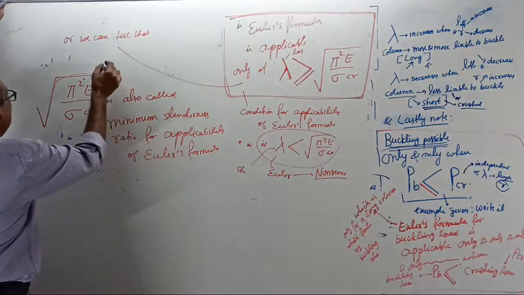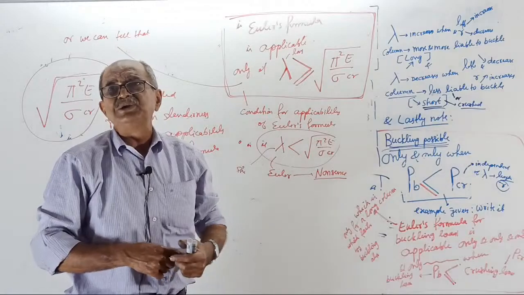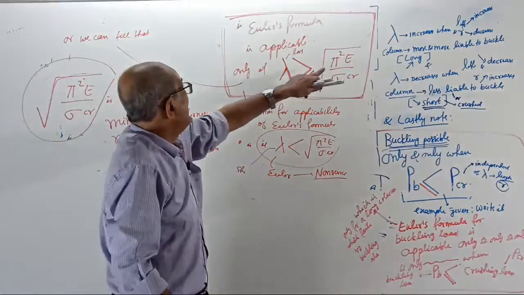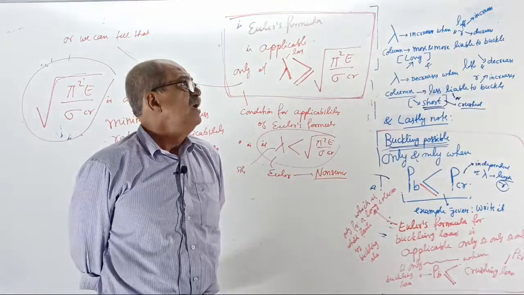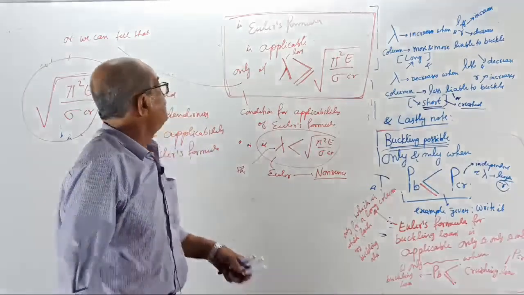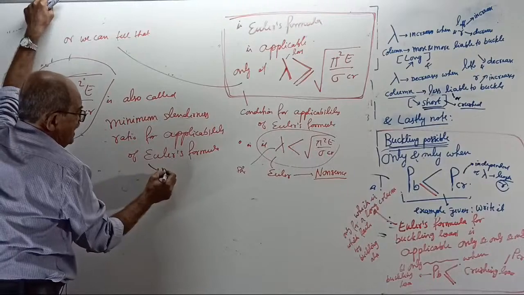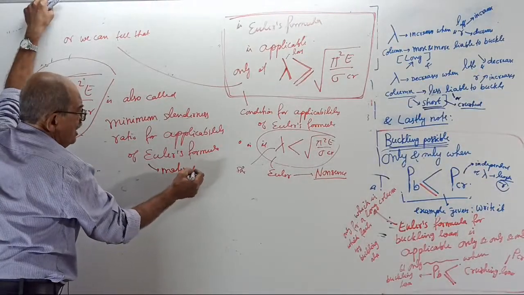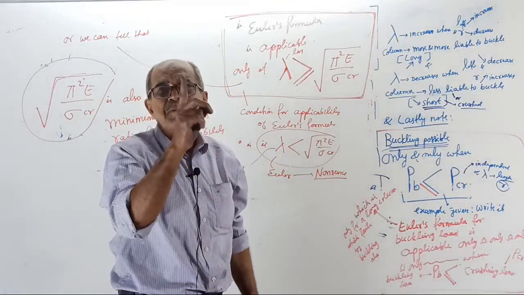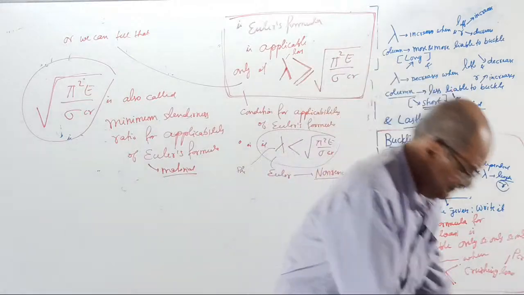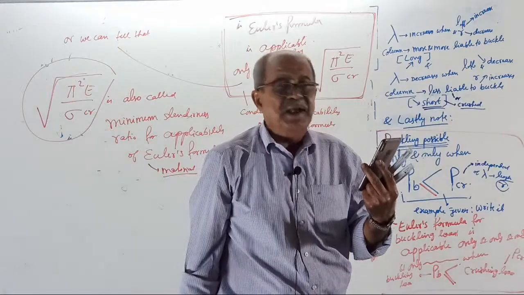Now clear? This is called minimum slenderness ratio, because so many objective questions they ask you. They will tell the value of E, they will tell the value of sigma CR. Options they will give. For this material, see, it is purely a property of material. Yes or no? It is purely a material property. It will vary from material to material.